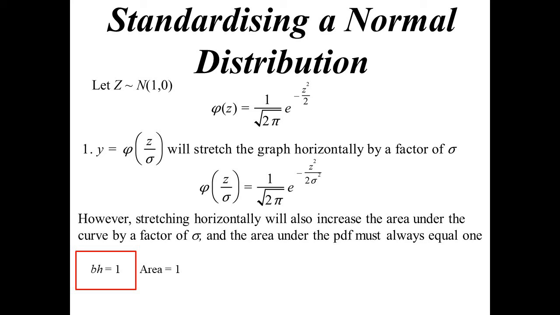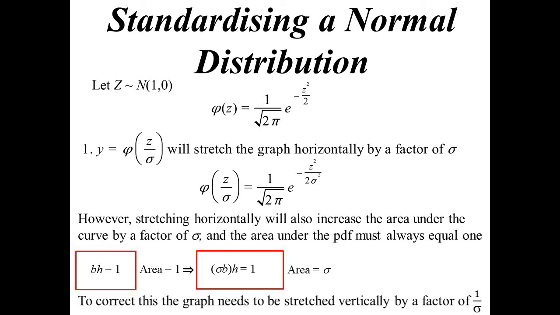So the base times height of this rectangle would be 1. But if I stretch it out by a factor of sigma, the base is now sigma times b, so its area has just become sigma. We want to get that area back to 1. So how do I do that? I play around with the vertical dimensions. If I stretch it vertically by a factor of 1 divided by sigma, then the area of the rectangle becomes sigma b times h on sigma, which equals 1. The sigmas cancel and I'm back to my original area of 1.